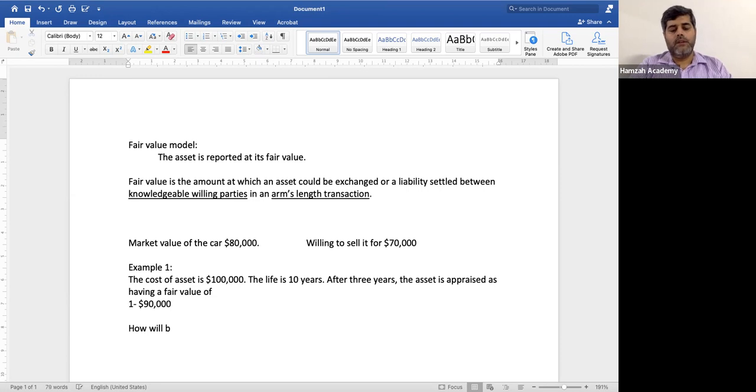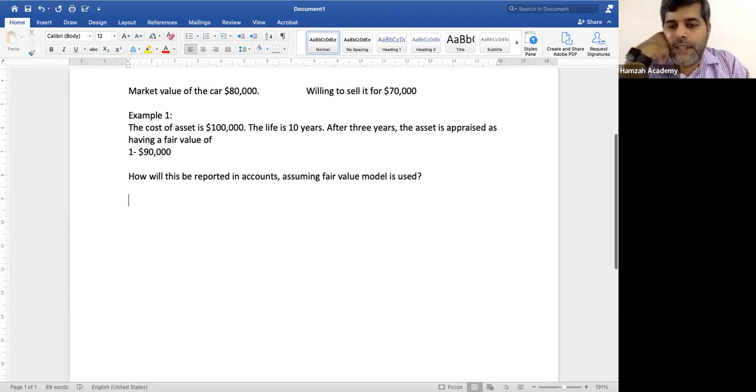How will this be in accounts, assuming the fair value model is used? Now, the cost of the asset is 100,000. The life is basically 10 years. And then after 3 years, the asset is now appraised as having a fair value of 90,000. How will this be reported in the accounts, assuming the fair value model is given?